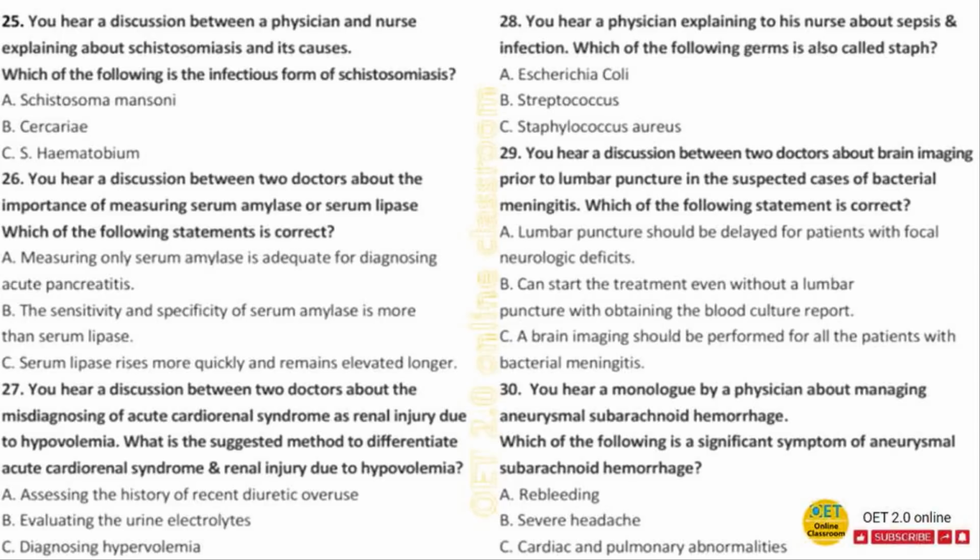You hear a discussion between a physician and nurse explaining about schistosomiasis and its causes. Now, read the question.